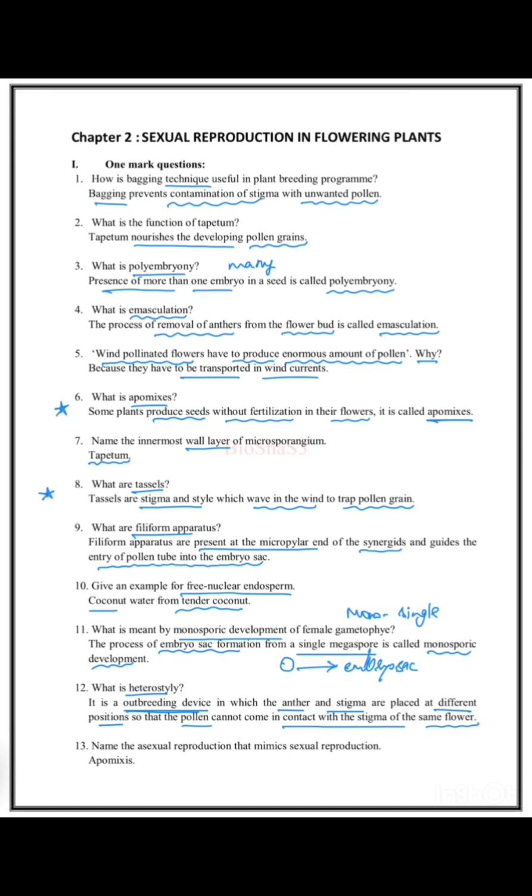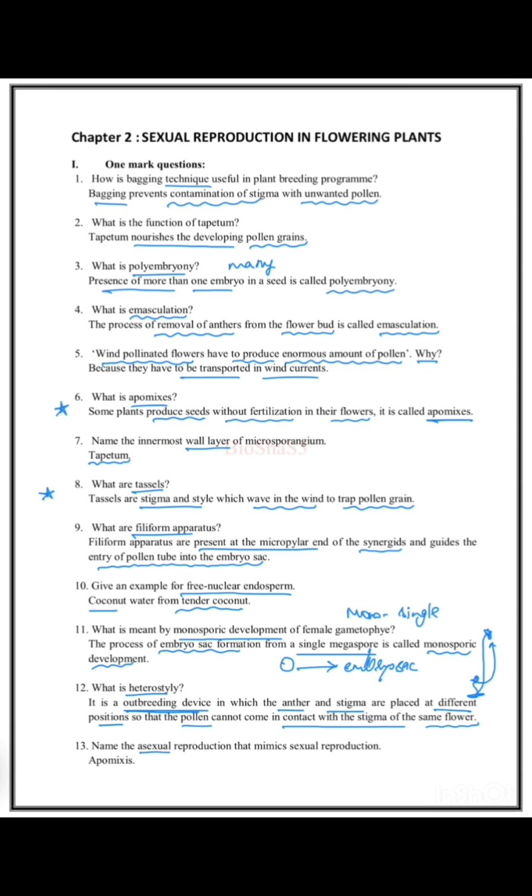Suppose the stamen is below. Suppose this is one stamen in the flower and the stigma is above. Heterostyle, that is at different positions. Suppose this is a stigma and this is a stamen. So pollen cannot go from down to above, meaning against gravity it won't travel. So this is one condition in which self-fertilization is prevented.